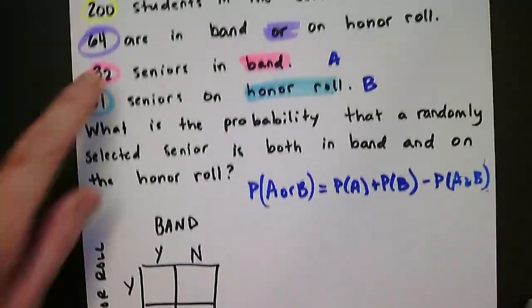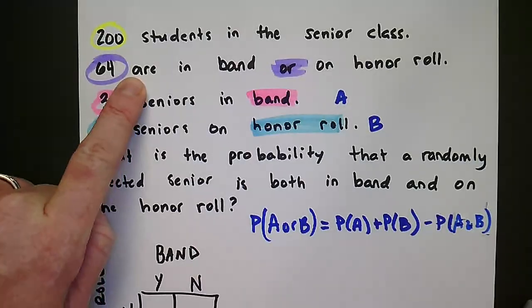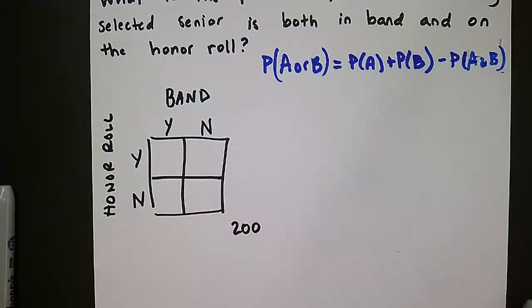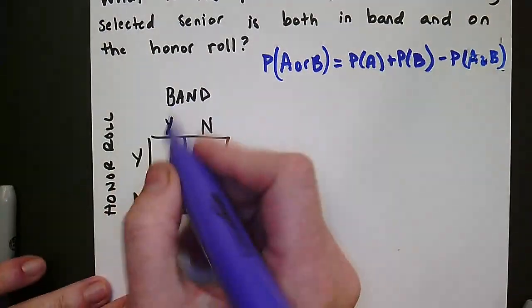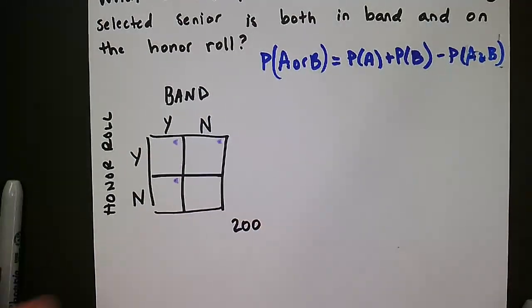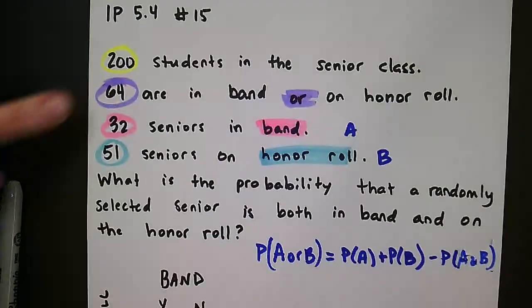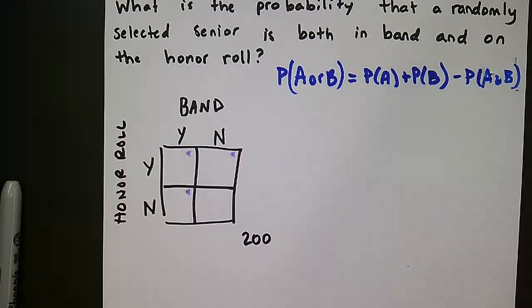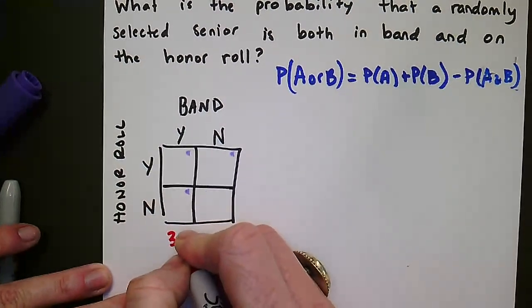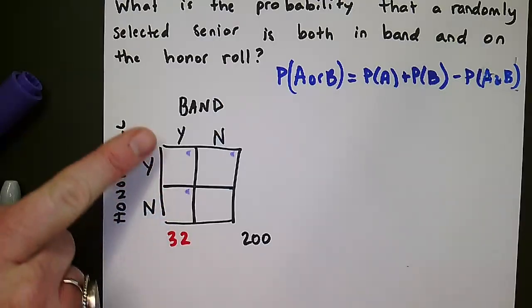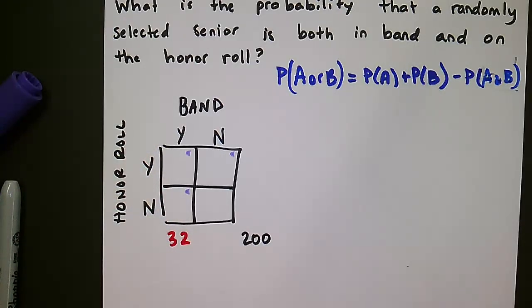Okay, so let's see, we got 64 in band or the honor roll. Now that actually isn't one of these spaces down here, it's these three boxes together. It's anywhere there's a yes. It's the yes, yes box, the yes, no box, and the no, yes box. All three of those total up to 64. Now 32 of them are in band, so that is the yes column for band number. 32 being in band is going to be down here as a marginal frequency. It's a total on the outside because it's the yes and no for the honor roll, but both in band.